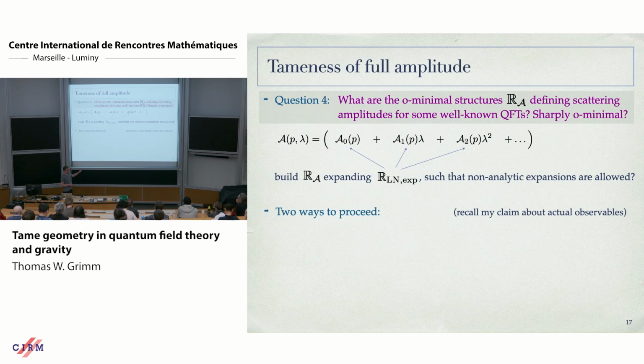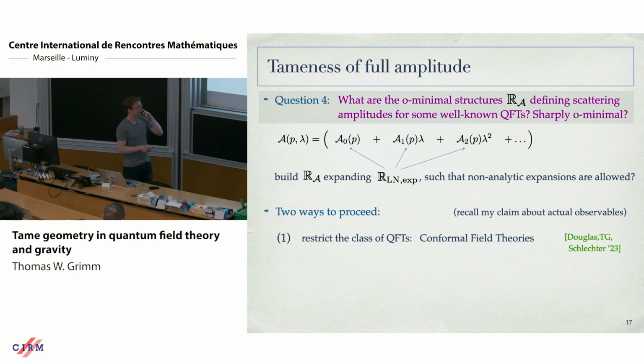Well, there are two ways to proceed. First way, maybe we have to restrict to a class of quantum field theories which we understand very well and where we actually expect things to be tame. And that's what we conjectured in this paper from 23. These quantum field theories are called conformal field theories. And there are many, many known conformal field theories, and we would claim that all the amplitudes which come out in these conformal field theories should define o-minimal structures. Okay?